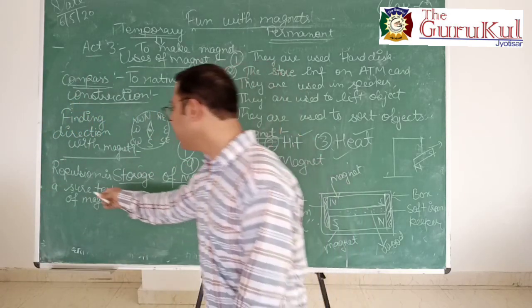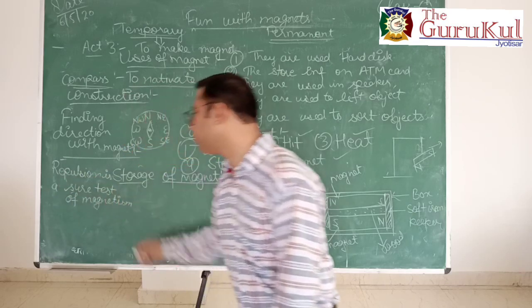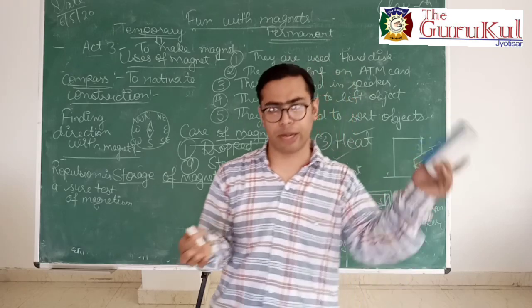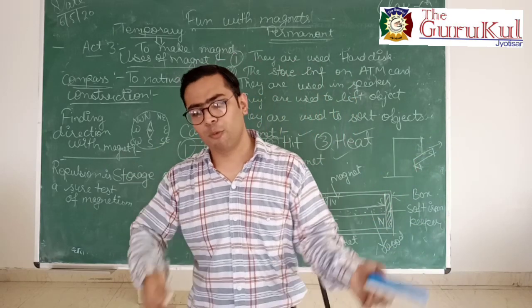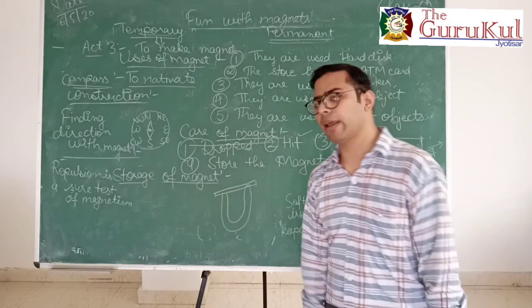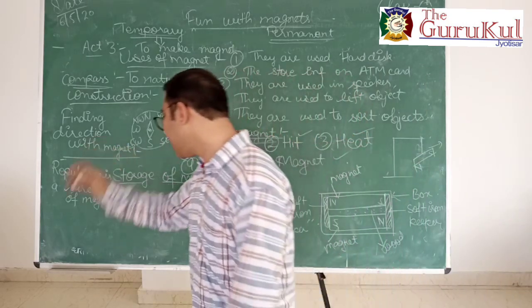So this says repulsion is a sure test of magnetism. Why am I saying this? As we have attraction, we also have repulsion. By the help of repulsion we can find the magnet. Okay, so we can understand it.